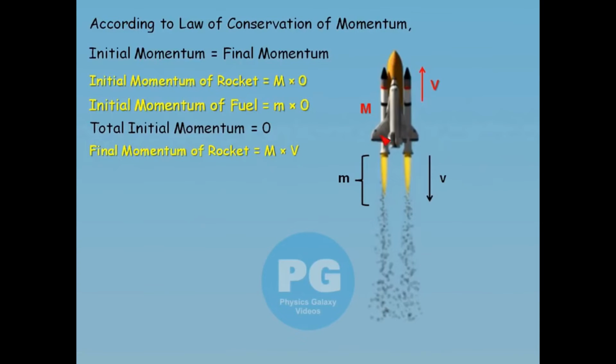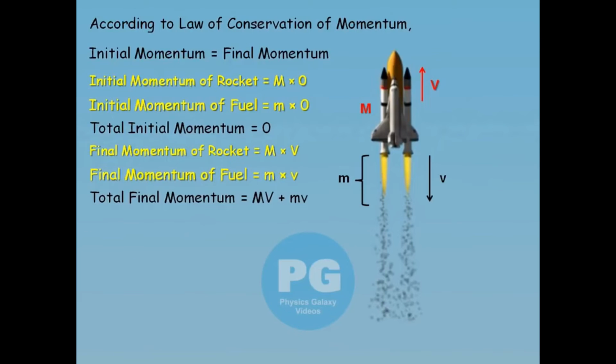Now, the final momentum of the rocket when the velocity V is acquired by the rocket. We can say the final momentum of the rocket is mass into final velocity of the rocket, that is M into capital V. If we talk about the final momentum of the fuel, the mass of the fuel is small m and the velocity is small v. So the final momentum of the fuel can be given as mv.